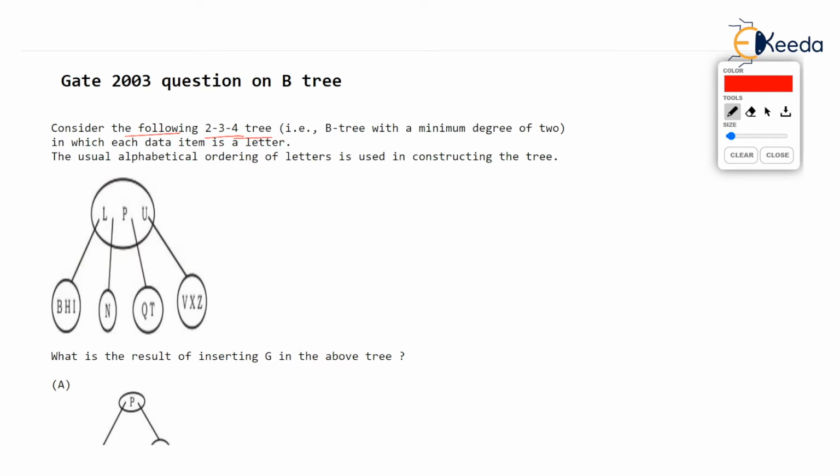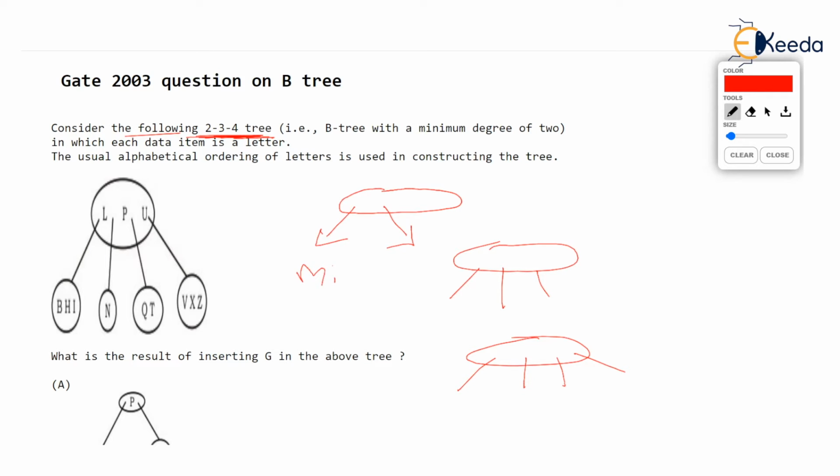Now, a 2, 3, 4 tree here means that a node can have two children. Okay, a two-children node is allowed. Or a node can have three children. Okay, a three-children node is allowed. Or a node can have four children. So the minimum children that a node can point to is 2, minimum 2 children. Maximum is 4 children.